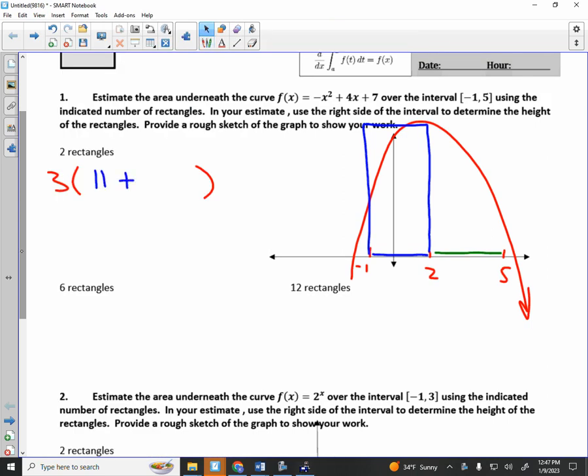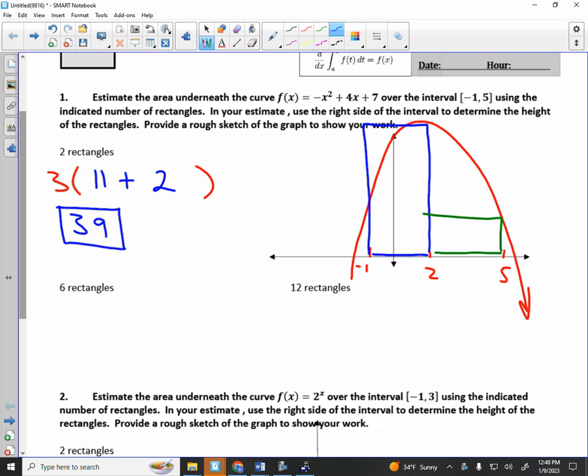And then I evaluate the next height at 5. So we can all agree that by our drawing, this is a very crude estimation of the actual area, is it not? But it is an estimation. What should happen with our estimation when we push it to 12 rectangles? It should get better, right? And so we have the height at 2 was 11, and the height at 5 was 2. So I have 11 plus 2 is 13 times 3 is 39. That is the approximate area.